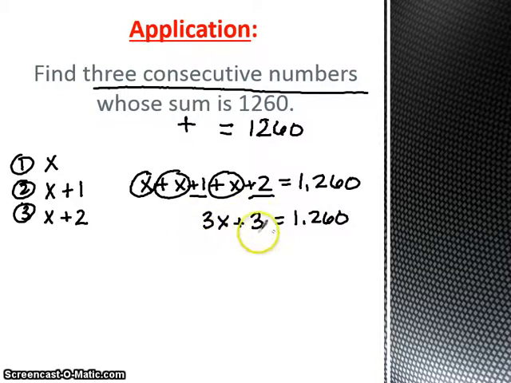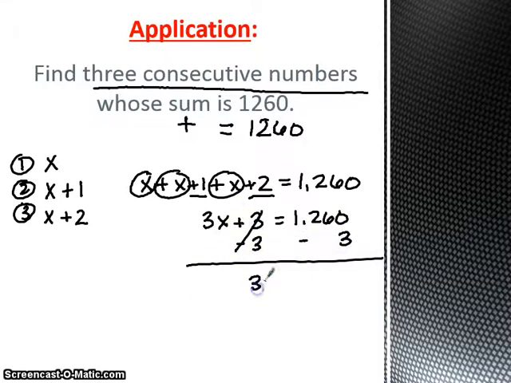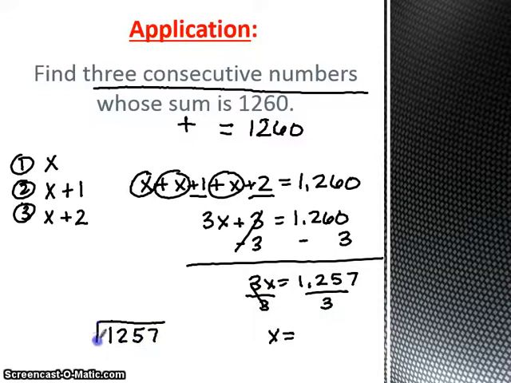You can create a do and undo chart now if you need to. It will tell you to subtract 3 from each side. We get 3x equals 1,257. Divide each side by 3, and we get x equals, we divide 1,257 by 3.